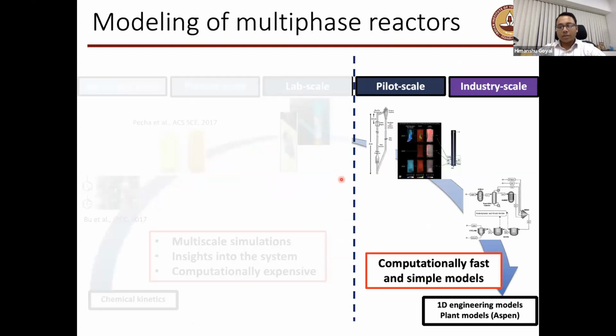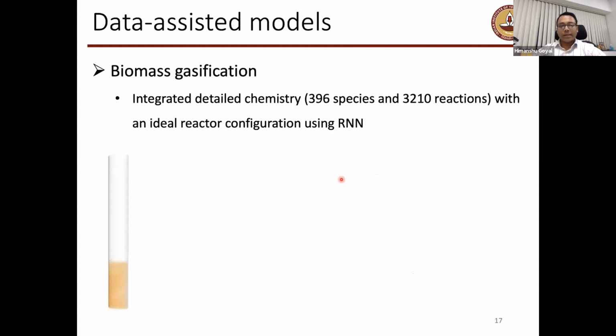Now the next part is using machine learning to come up with some computationally fast models. I'll take again the case of biomass gasification. In biomass gasification, the gas phase chemistry is again represented by a detailed kinetic model, which I was talking about earlier. Here we use a recurrent neural network model, RNN, to integrate this detailed chemistry with the ideal reactor configuration, which is commonly used in chemical engineering applications.